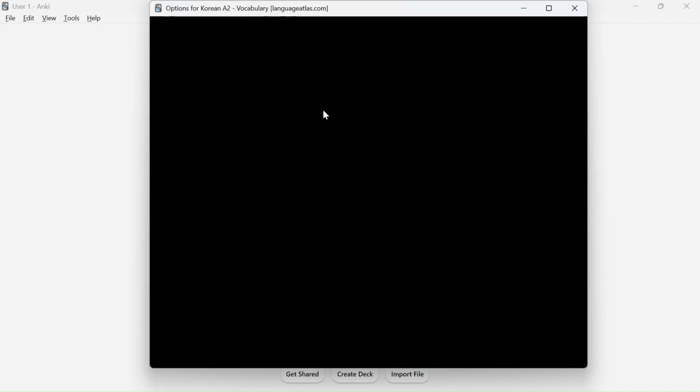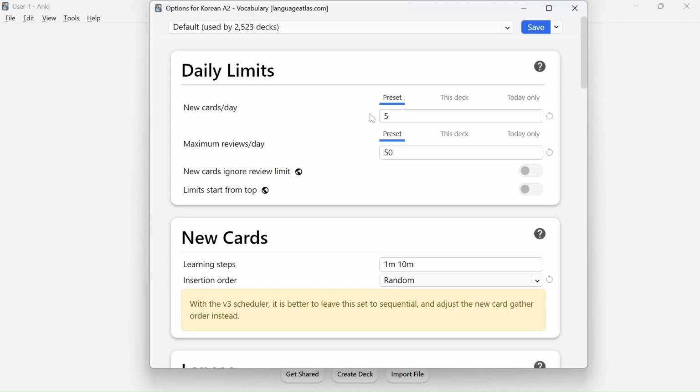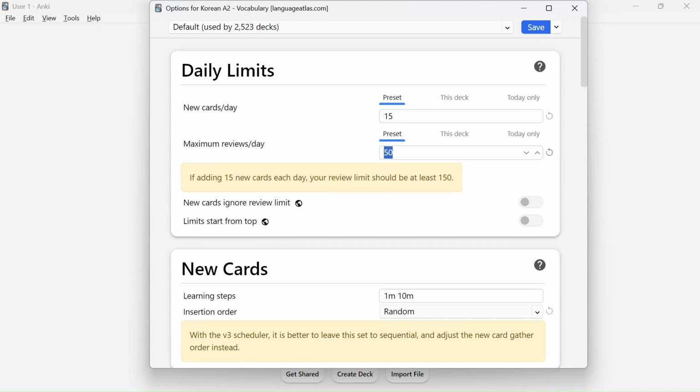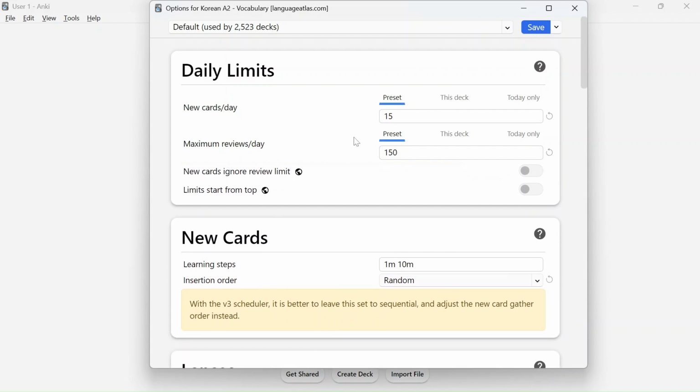Now, what do I do if I want to go back to my earlier settings? Well, I'll just simply change this to 15 and I will change this to 150. And you can tell that I'm back to my earlier settings. Now, new cards per day, I'll be doing 15 and maximum reviews, I'll be doing 150 maximum reviews per day.